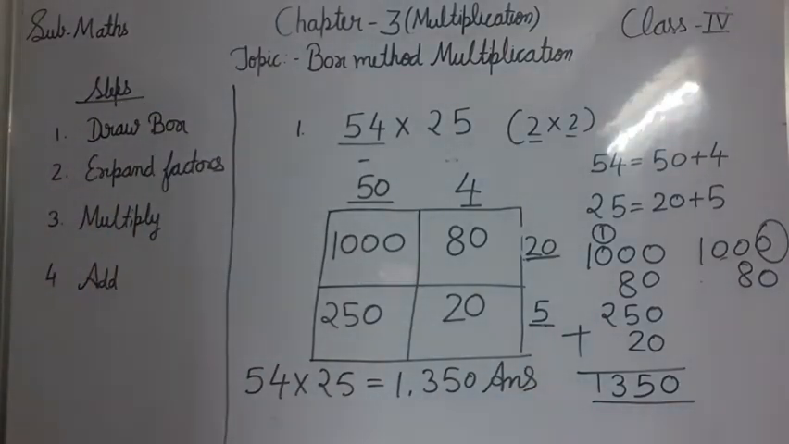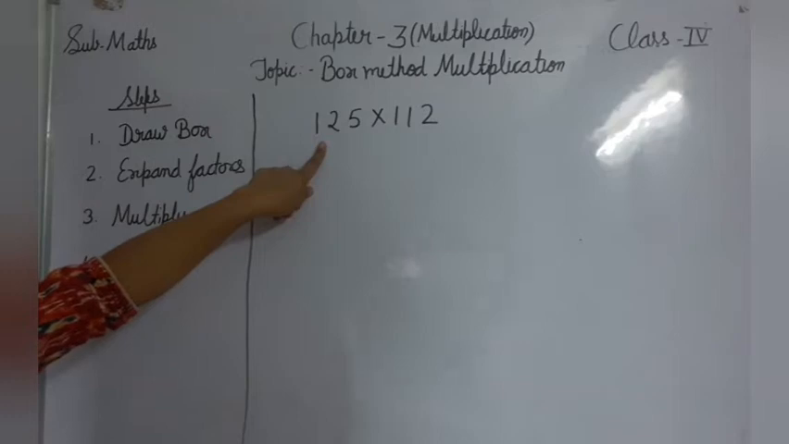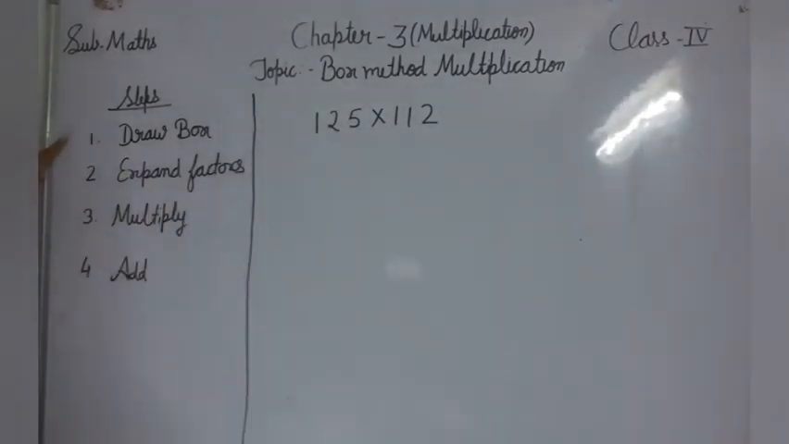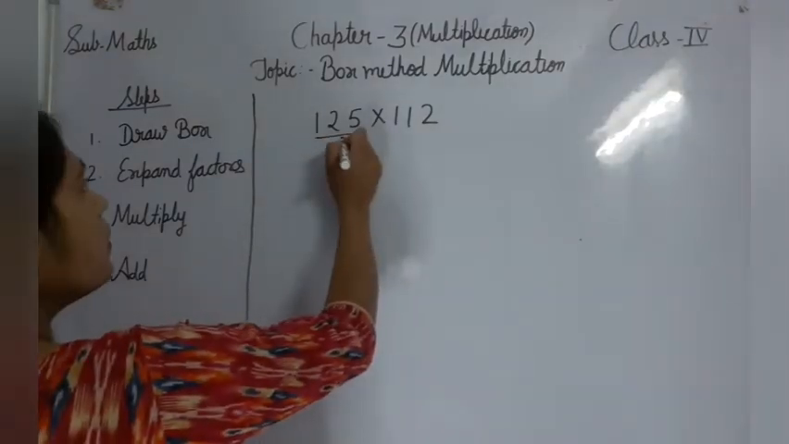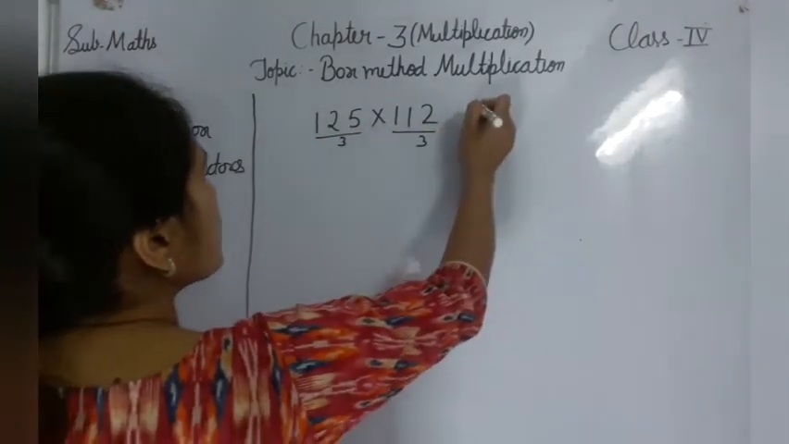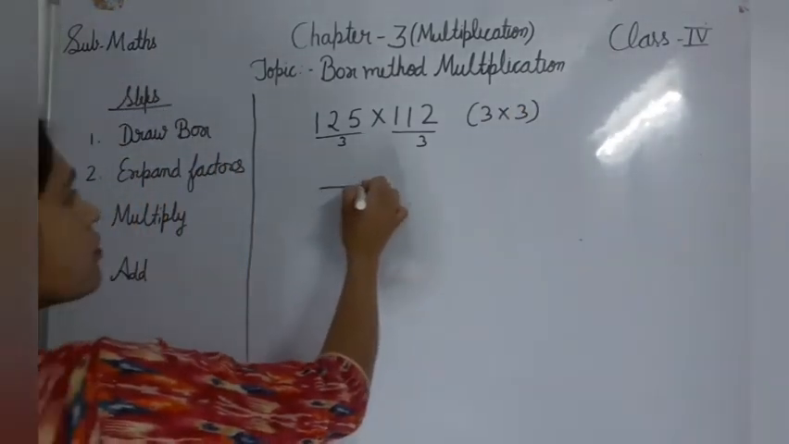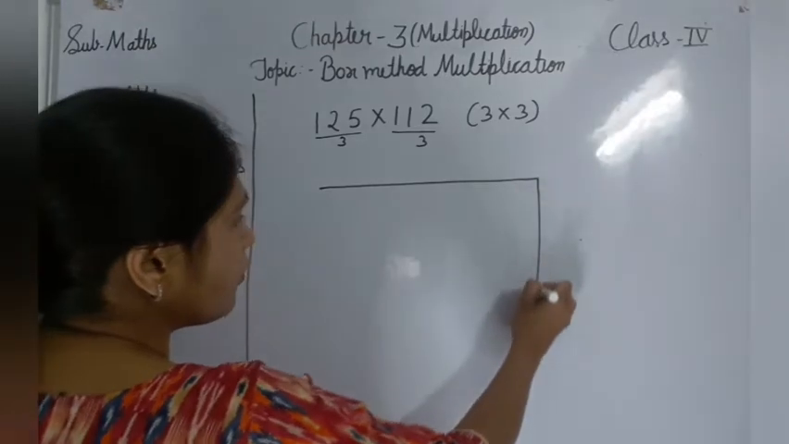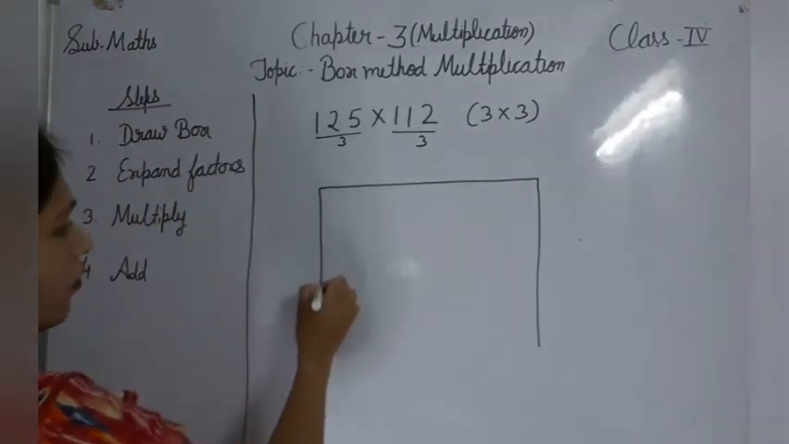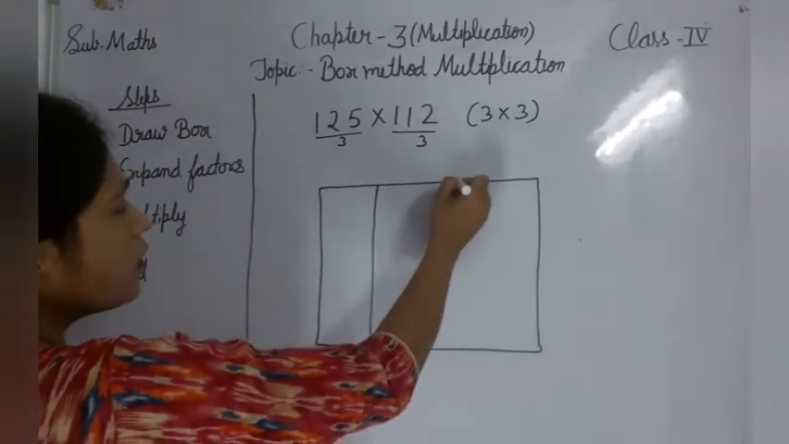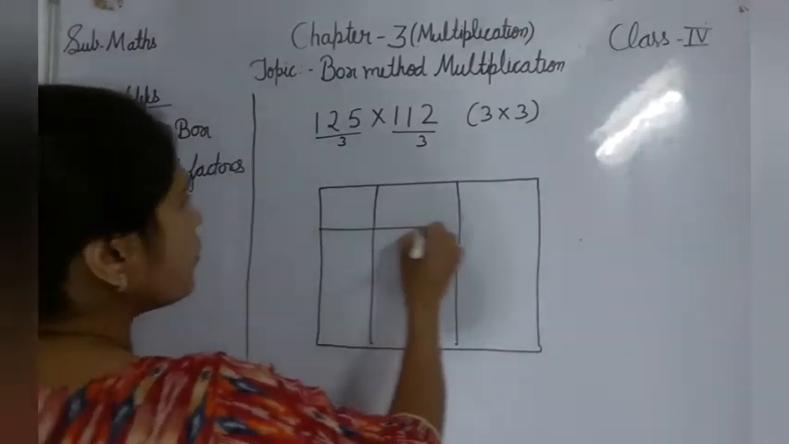Let's take the next example. The next problem is 125 multiplied by 112. What is the first step? We need to draw a box. How big a box do we have to draw? It's a 3-digit number, and this is also 3 digits. So we will draw a 3 by 3 box, meaning 3 columns and 3 rows. Let's make a box with 3 rows and 3 columns.